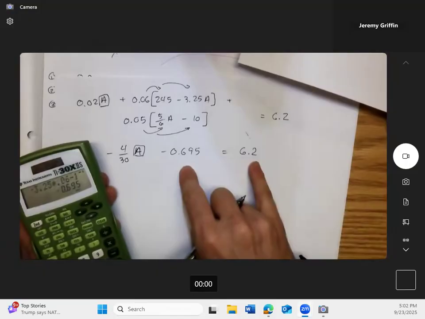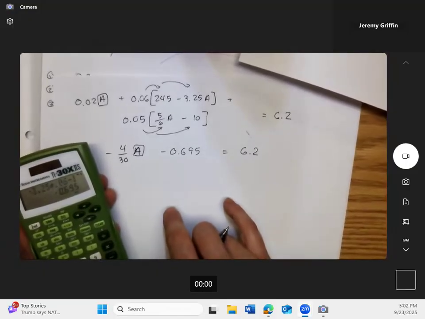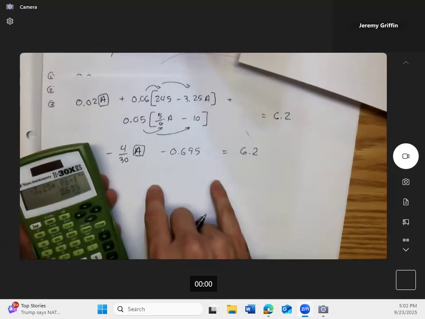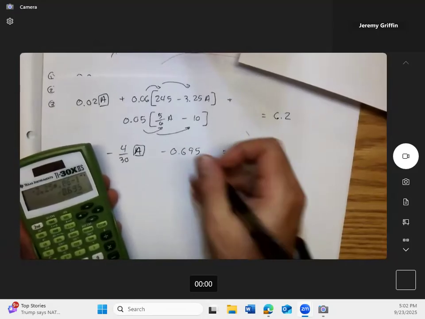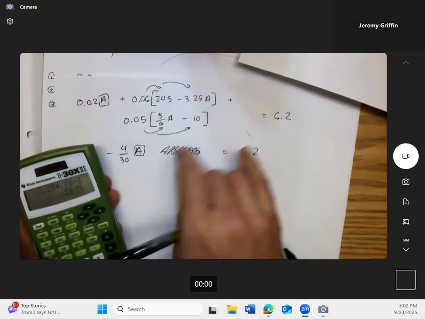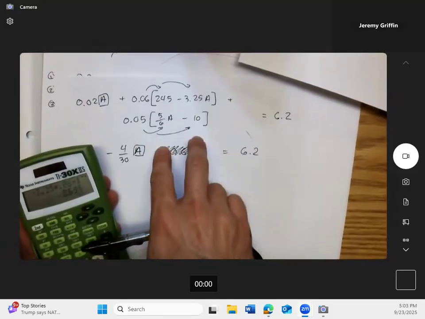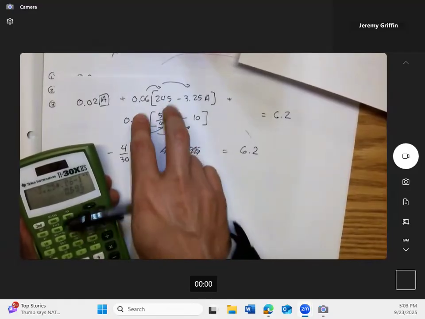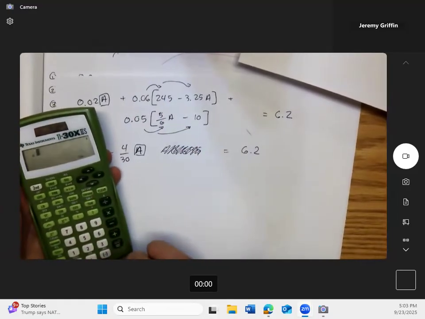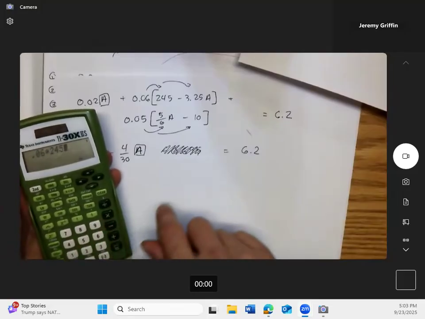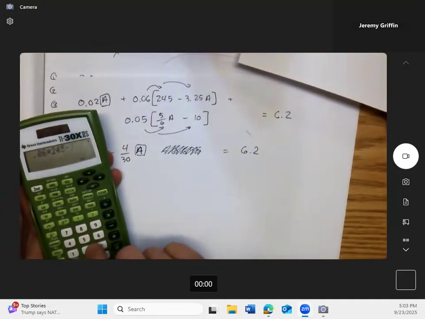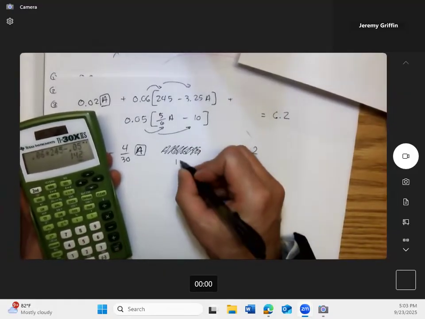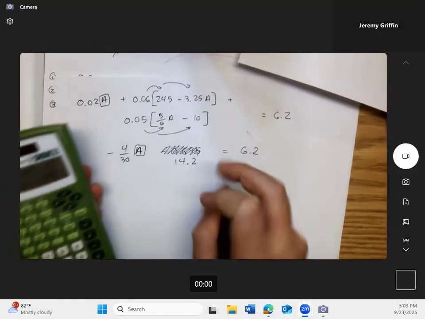So add this over. That, yeah, is that right? Oh, scratch that. That's not right. Hold on. That's okay. I got back a little bit. I was going a little too fast. Sorry, this 245 right here. Let me go back and redo that. So 0.06 times 245, right, and then minus 0.05 times 10. Okay, yeah, this looks much better. Okay, that should be 14.2.